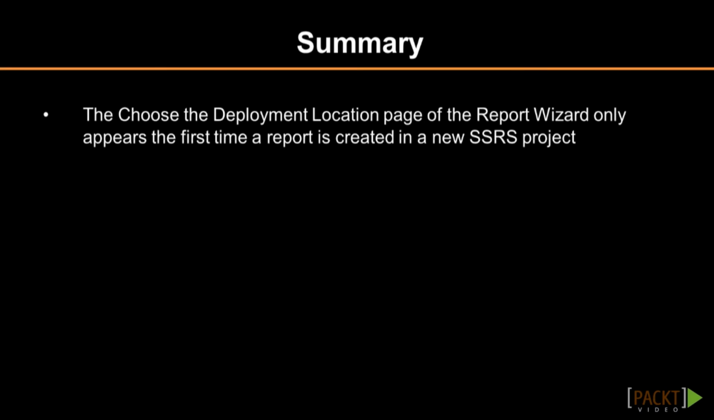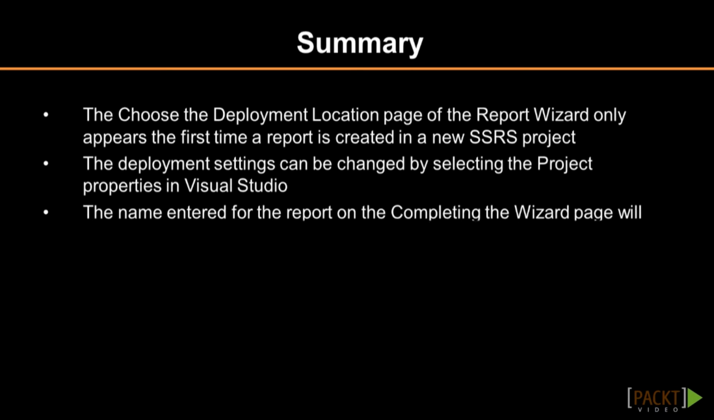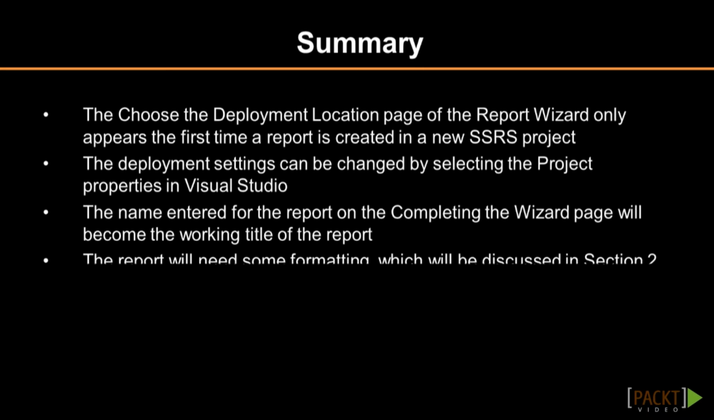In summary, even though the Choose the Deployment Location page of the Report Wizard only appears the first time a report is created in a new SSRS project, the deployment settings can be changed at any time by selecting the project properties in Visual Studio. Also, please remember that the working title for the report comes from the name entered for the report on the Completing the Wizard page. Finally, the report will need some additional formatting, which is not provided by the wizard. We will discuss this further in Section 2.